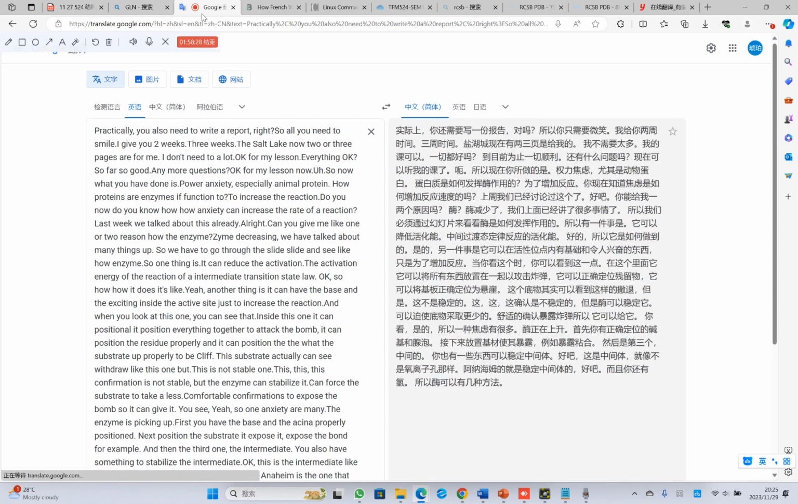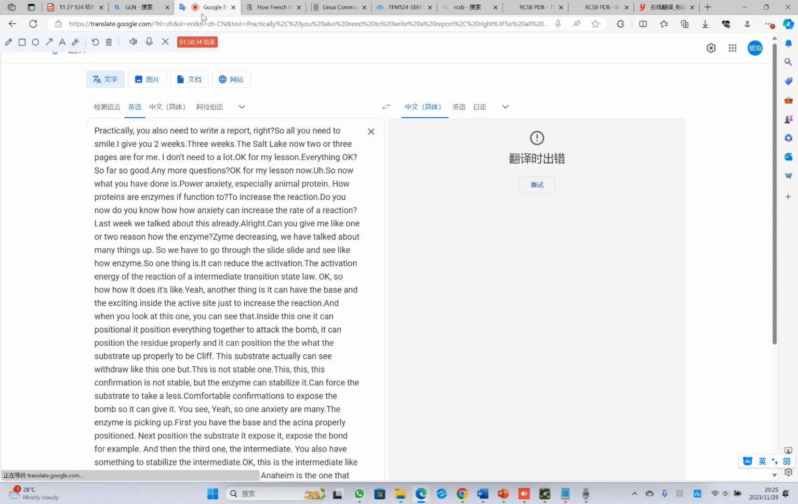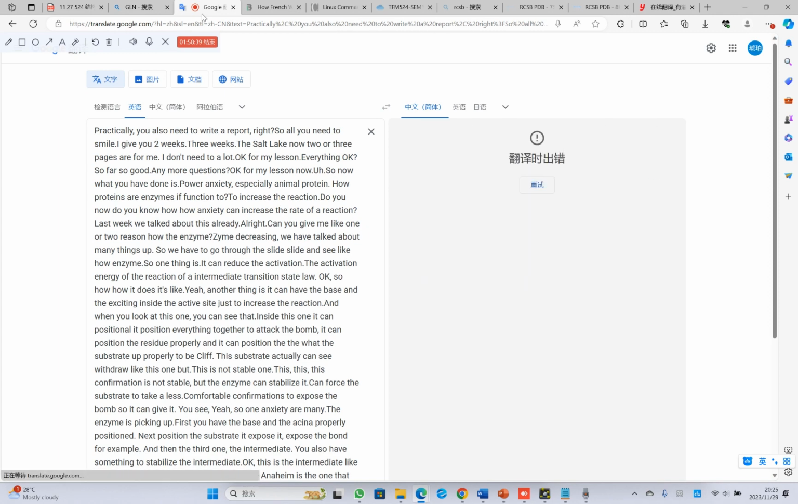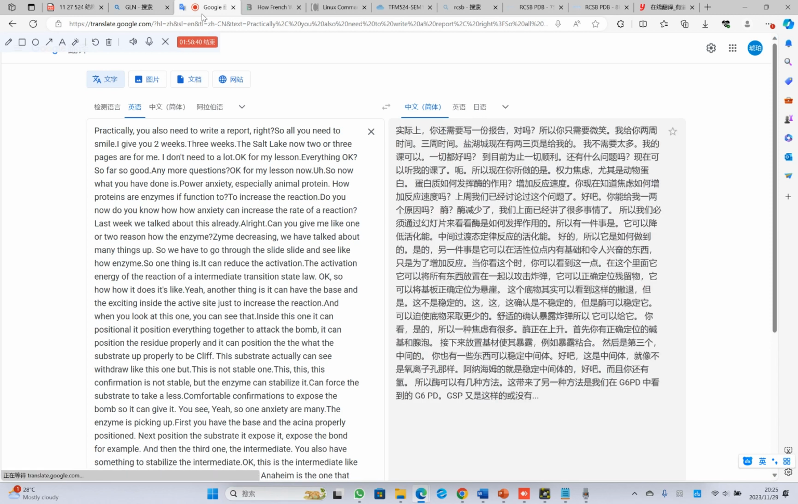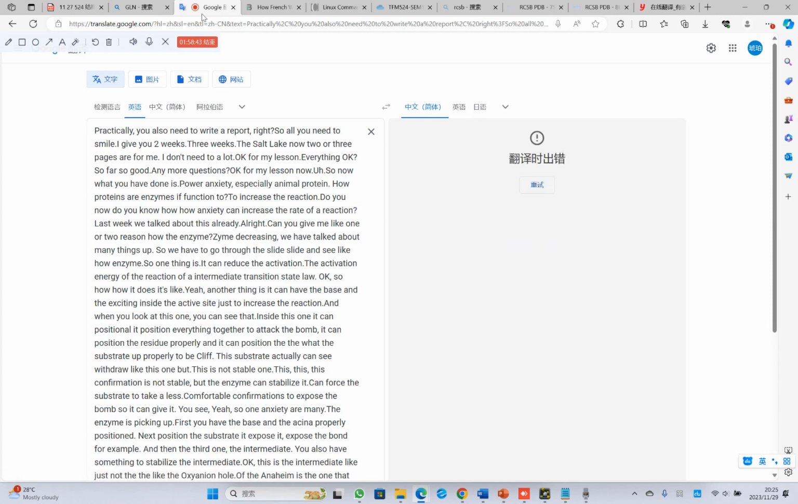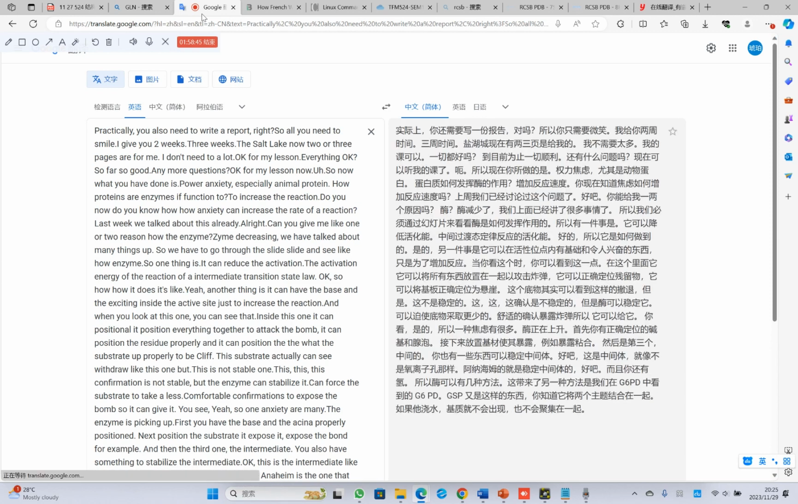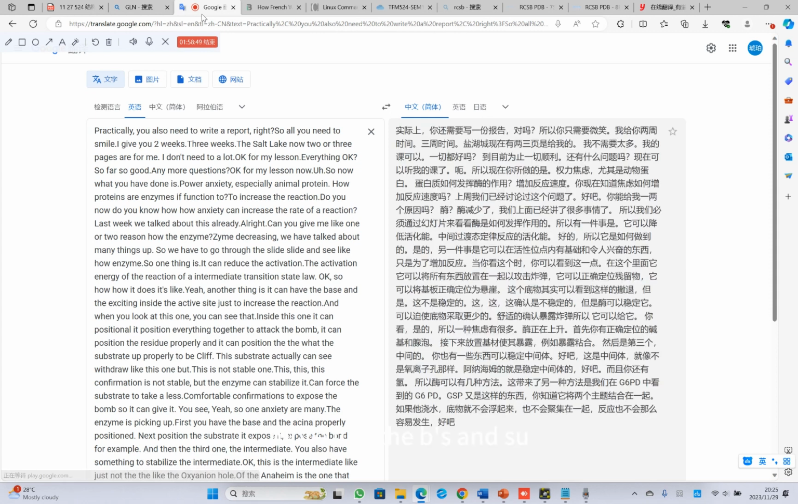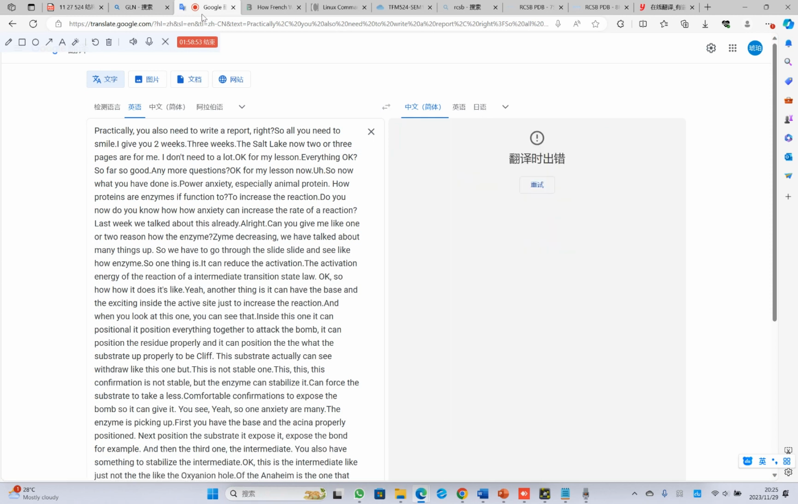Then another one is additive binding. Something like this one brings two substrates together. It's more like the base and acid. So, yeah.